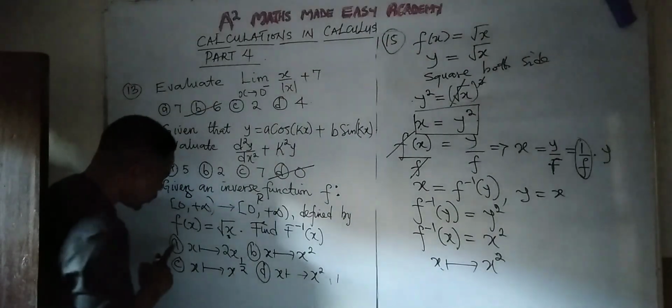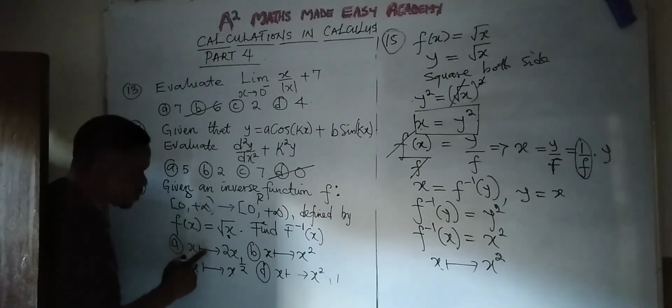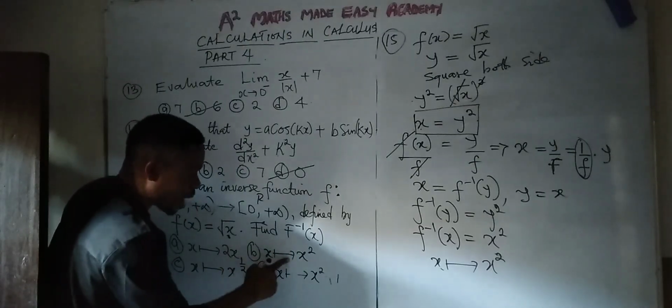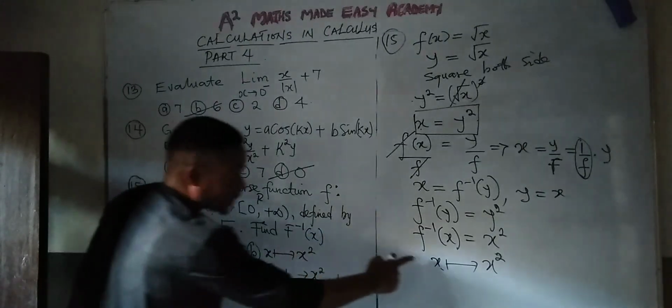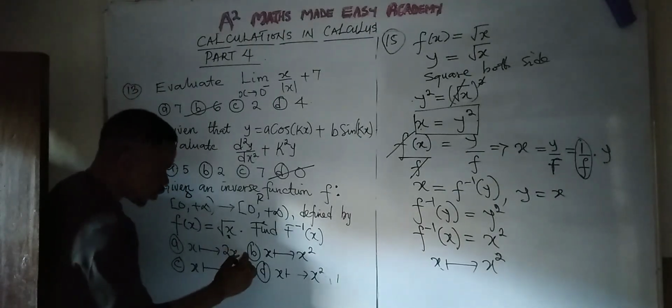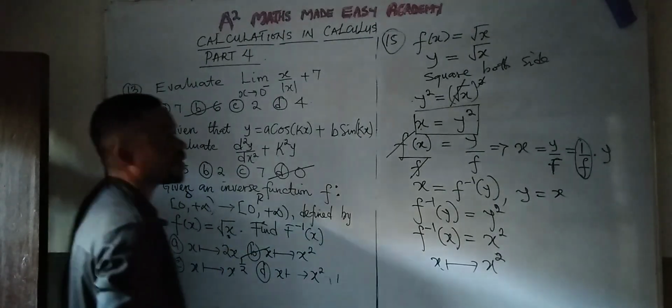Let's go. The first one says option A, x maps to 2x. No. Option B, x maps to x squared. Wow. Look at it. x maps to x squared. So which means the correct answer here is option B. Have I made myself clear?